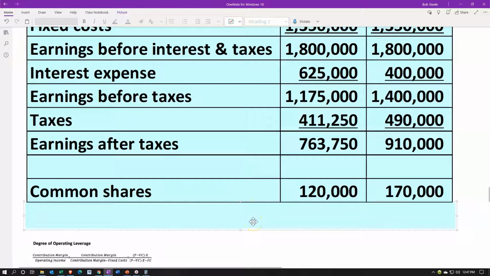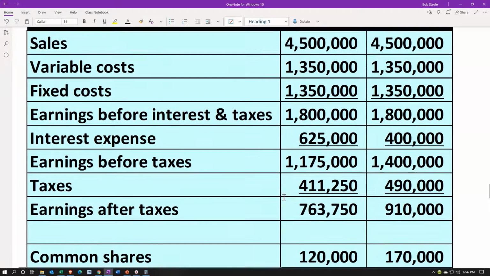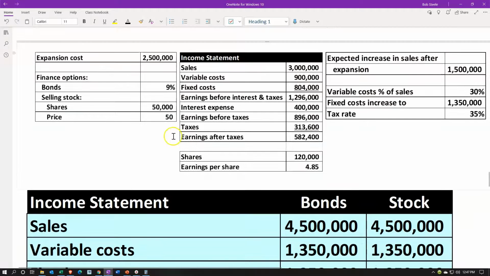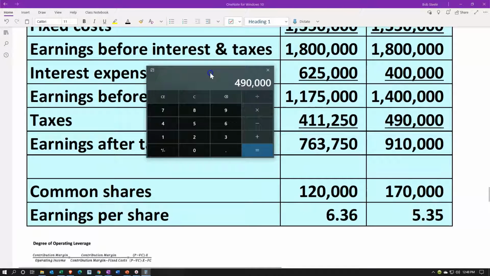Now, there's also going to be a difference with the earnings per share, because there's going to be a difference now in the common shares that are outstanding. We had 120,000 shares outstanding before, and then if we financed using B's options, we're going to issue another 50,000 shares. So for B now, there's going to be more shares outstanding, which is going to have an impact on the earnings per share.